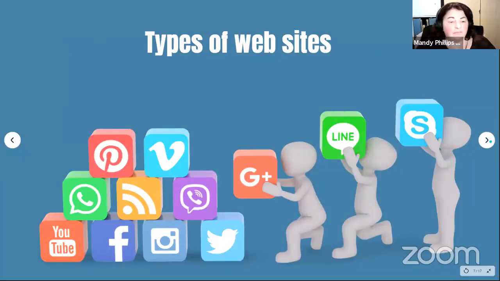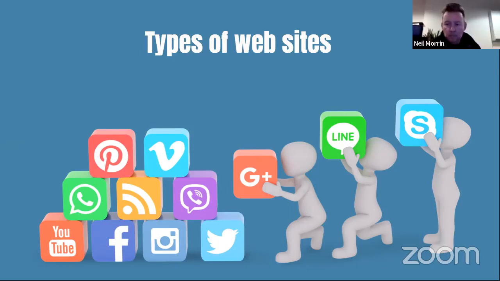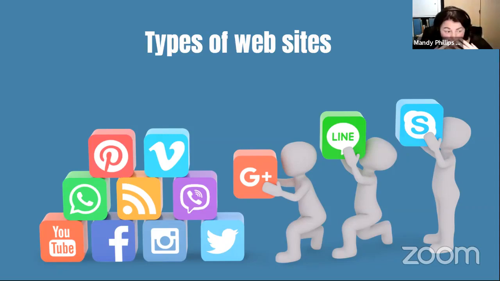Okay, so there are a few different types of websites. And what I've separated them into is four general areas. So the first one is social. Social networks or social websites can include things like forums. If you think about Facebook, you can have Facebook groups and Facebook pages.